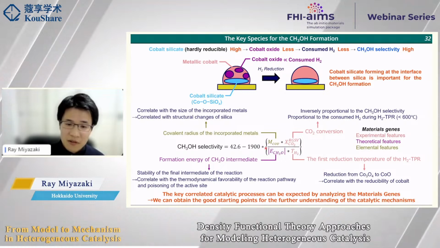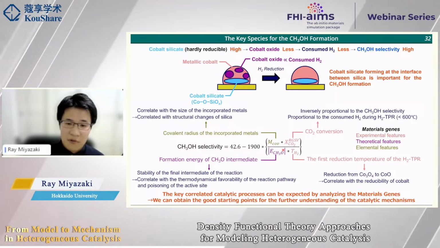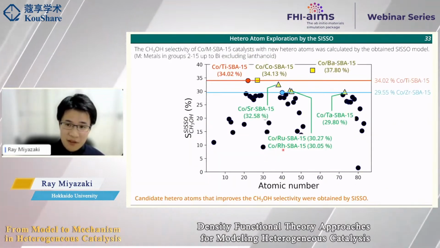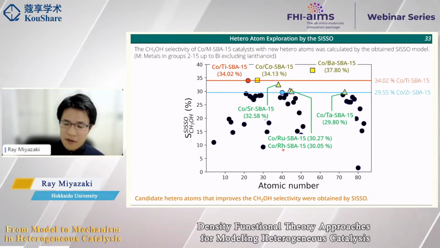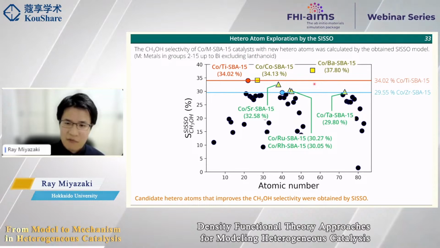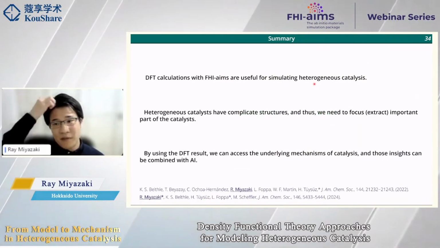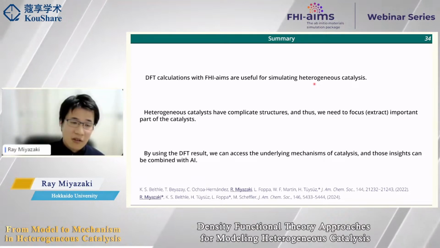And for this, of course, DFT calculation is very useful to extract some information. And also, of course, we can screen candidate materials with high performance by using the AI model with active learning, and propose new materials for the experimental group. Sorry, the final part is very quick, but I hope the upcoming FHI webinars will focus on more detail about the AI approach for heterogeneous catalysis.